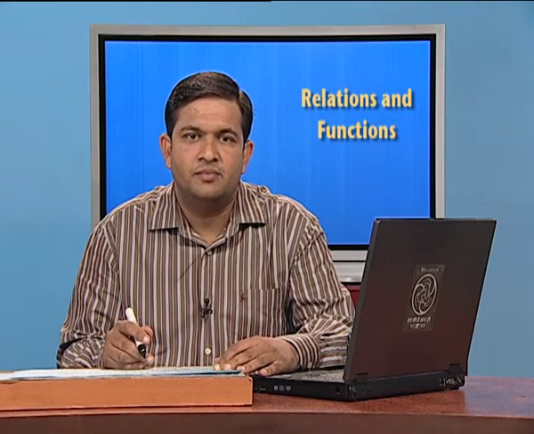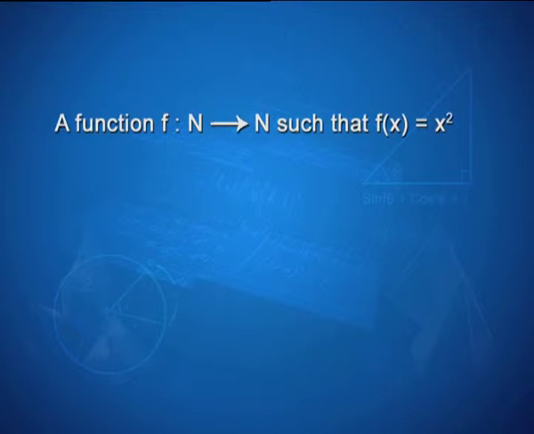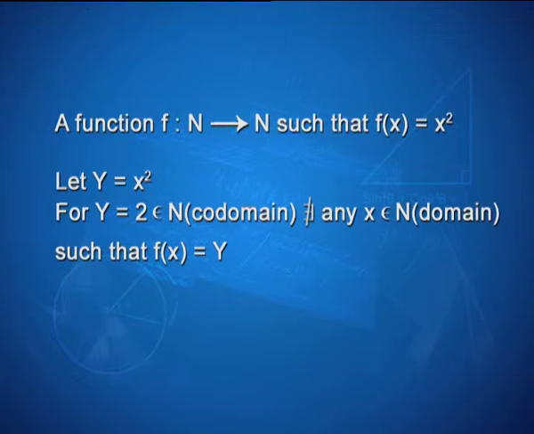Let us take another example. A function f from set of natural numbers to natural numbers such that f(x) equal to x square. So, for this we take y equal to x to the power 2. If we take y equal to 2 belongs to set of natural numbers, there does not exist any x belongs to natural numbers such that f(x) equal to y. Means there does not exist any natural number whose square is 2. So, in this case we can say f is not an onto function.